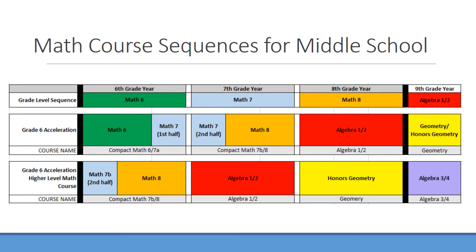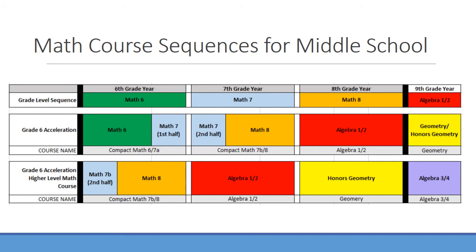Mathematics is the most complicated criteria, so we will use that for our detailed example. The graphic shows the most typical course sequences for middle school. Several course sequences result in students taking 1 or 2 high school math courses in middle school. Students may take their grade level sequence of Math 6, 7, and 8, resulting in taking Algebra 1, 2 in high school, as shown on the first line.